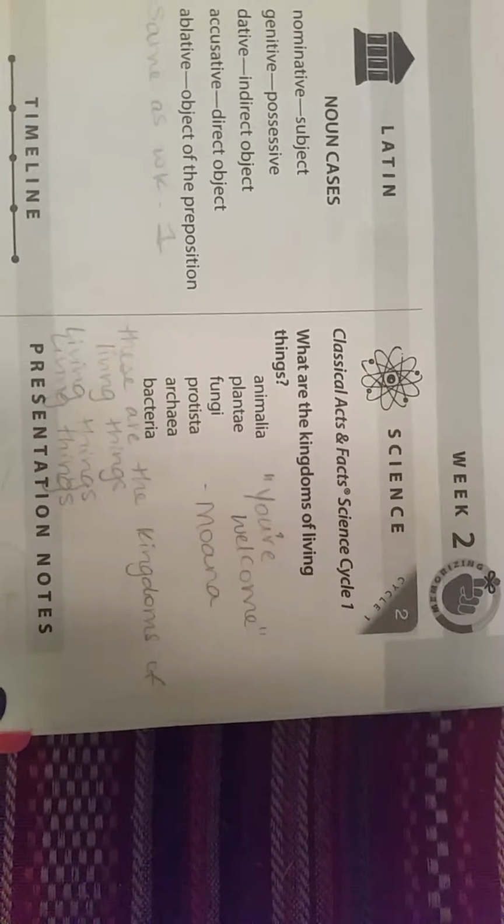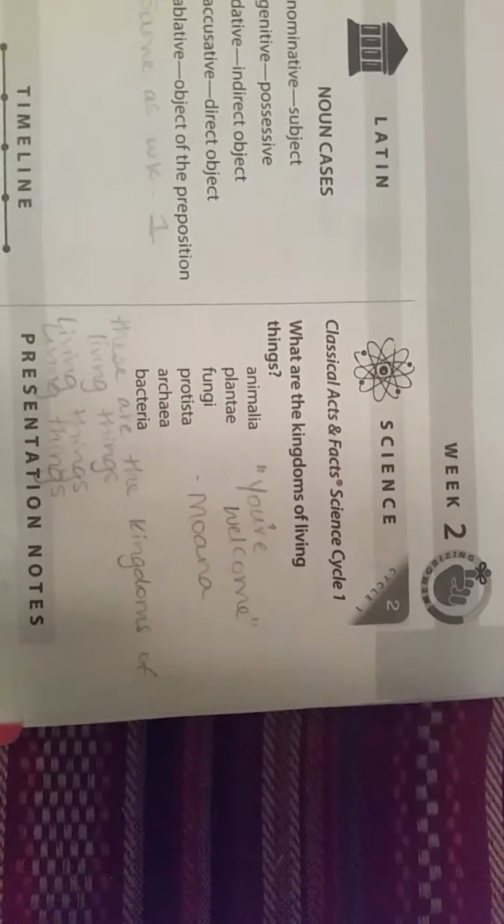Week 2. What are the kingdoms of living things? Animalia, Plantae, Fungi, Protista, Archaea, Bacteria. These are the kingdoms of living things. Living things, living things.